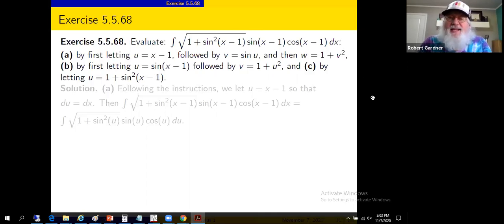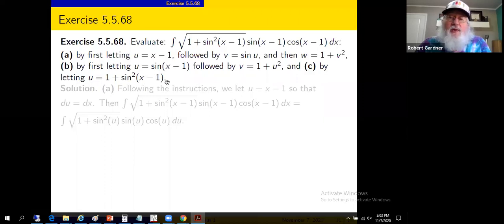Okay. Any ideas on what you'd let u equal? My first attempt would let u equal this thing under the square root, because I'm thinking chain rule, and I expect the u thing to be raised to powers or inside other functions. What's the derivative of 1 plus sine squared of x minus 1? Derivative of the 1 is 0. We bring the 2 down, we get the sine. Derivative of sine is cosine. That sounds pretty promising.